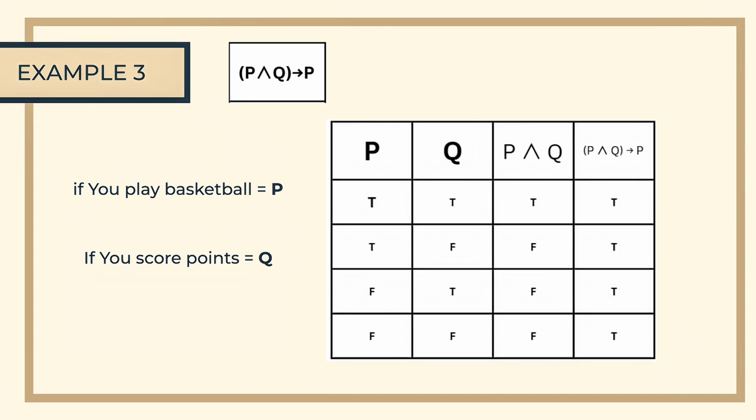So in conclusion, this statement is always true, no matter what values P and Q have. If the starting condition doesn't happen, the if-then logic stays true. And if the condition does happen, then P is obviously true anyway. That's why, if P and Q are true, then P is a tautology. It's always true in logic.